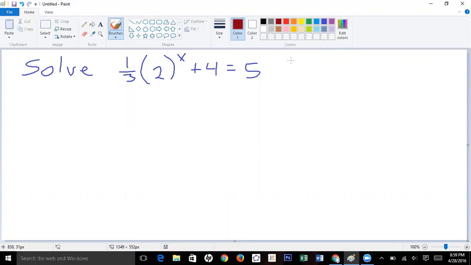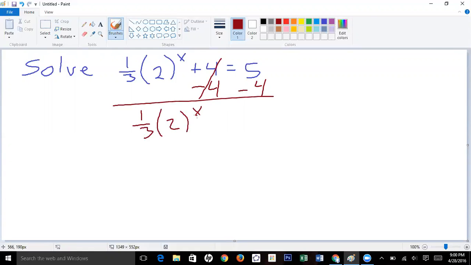So the very first thing that I would want to do with this is to subtract the 4 off of both sides. In doing so, we get the equation 1/3 multiplied by 2 raised to the x is equal to 1. Now our next step, we want to further isolate this exponential term, the 2 raised to the x.